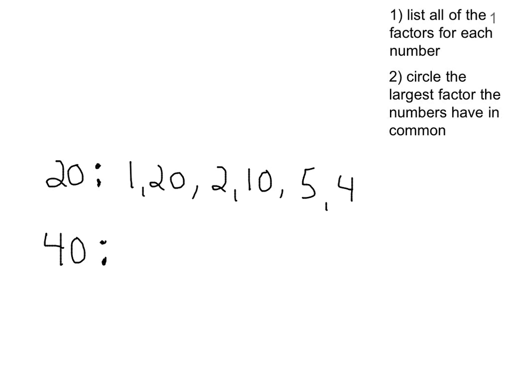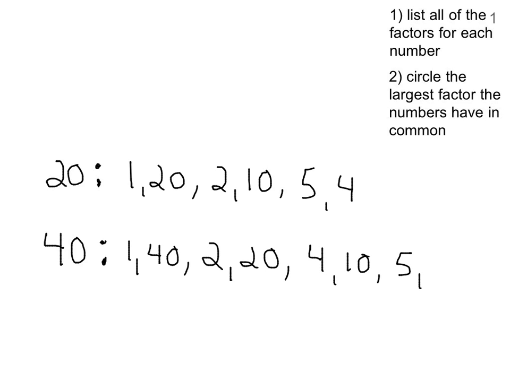Now let's look at 40. Again, always do the easy factors first. That's 1 times 40. 40 is an even number, so I can use a 2. That's 2 times 20. 40 ends in a 0, so I can use a 10. That would be 4 and 10. And also, since it ends in a 0, I can use a 5. And that's 5 times 8, and that's all the factors for 40.